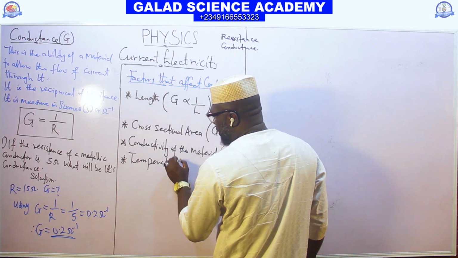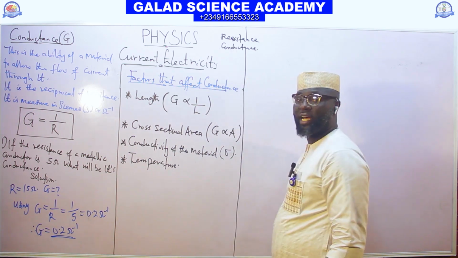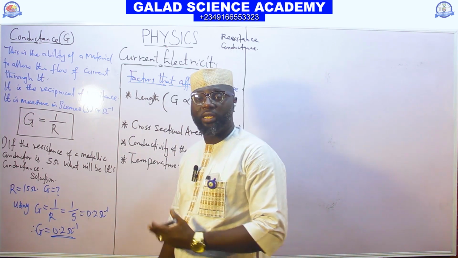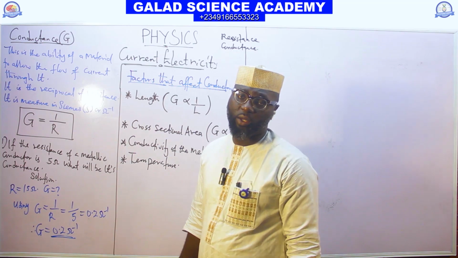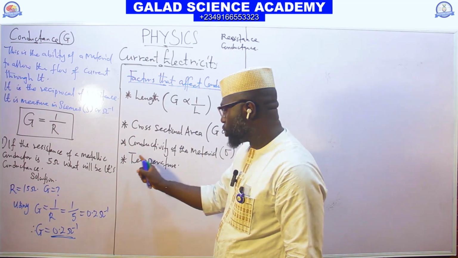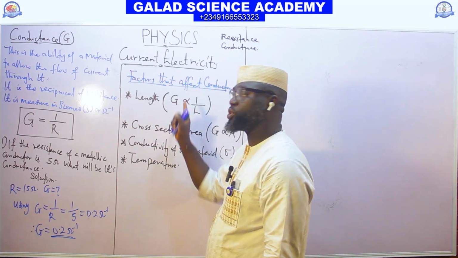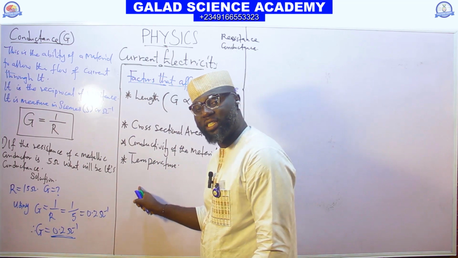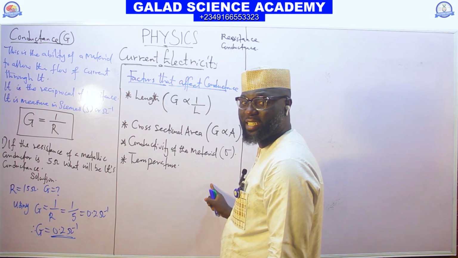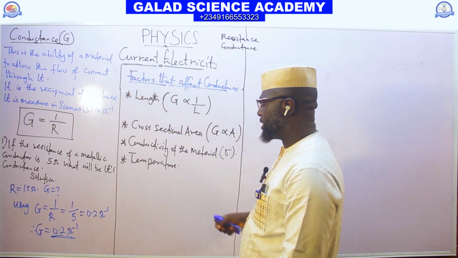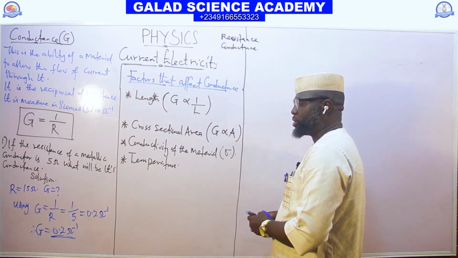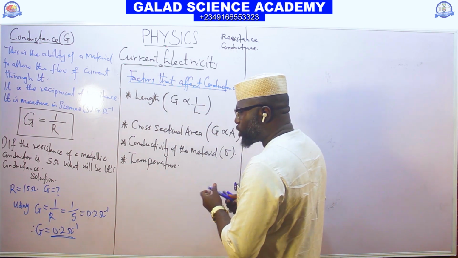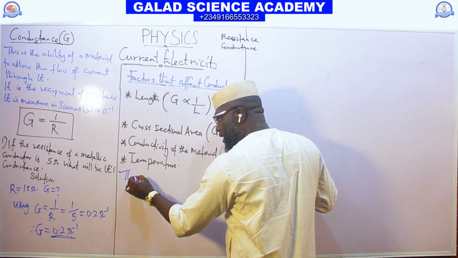And the last one is temperature. I've explained the effect of temperature on resistance. When temperature is increased for a conductor, the resistance will increase, so the conductance will decrease. For a semiconductor, when temperature increases, resistance decreases and conductance increases. That is temperature.